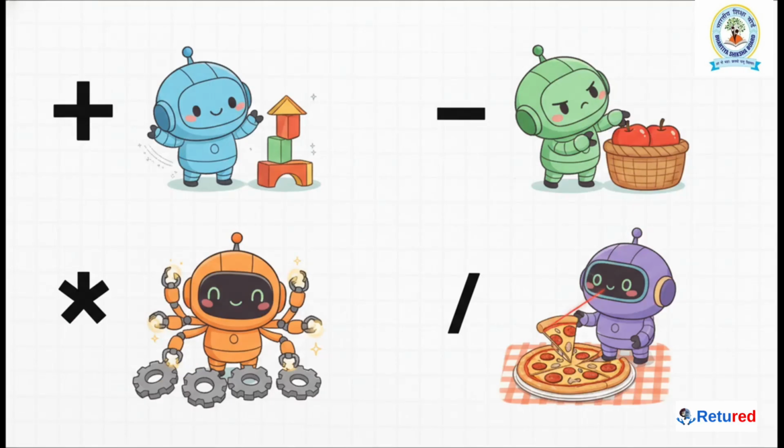The computer understands the basic language of math through these very simple symbols: a plus sign for addition, a minus for subtraction, this little star or asterisk for multiplication, and a forward slash for division. It's a universal language, really.